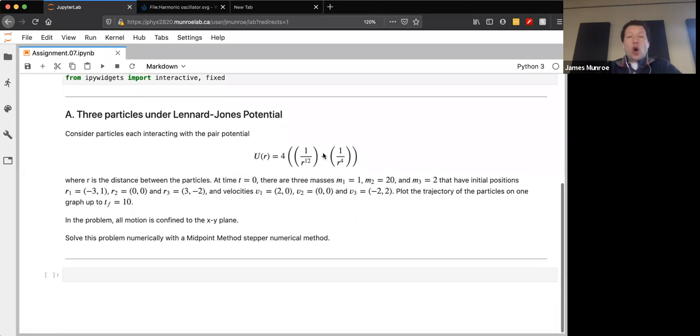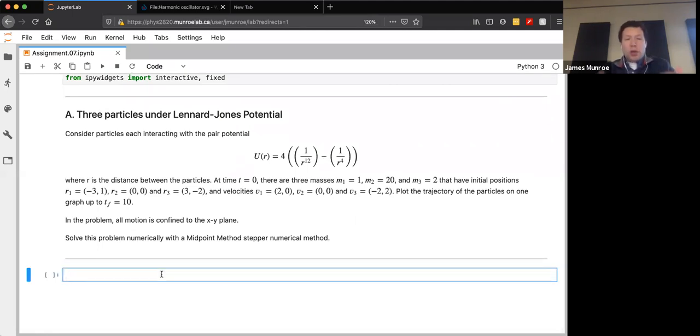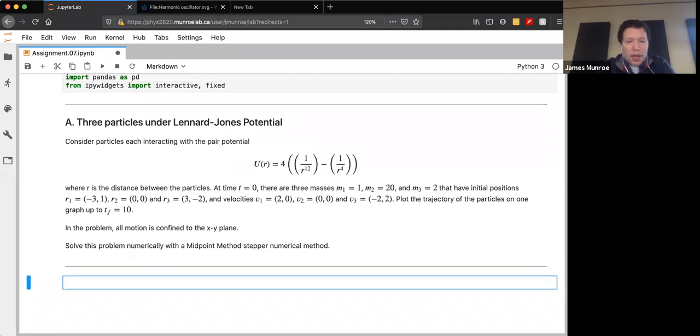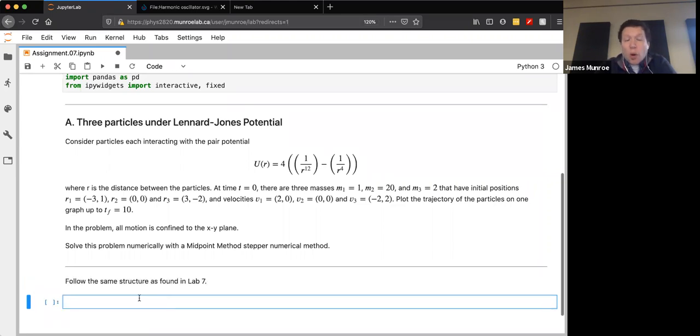I want you to solve this problem. So the idea here is to follow the same structure as found in lab 7. So I'll give a couple notes here. Okay? So you all did lab number 7. Lab 7 had no problems at all.